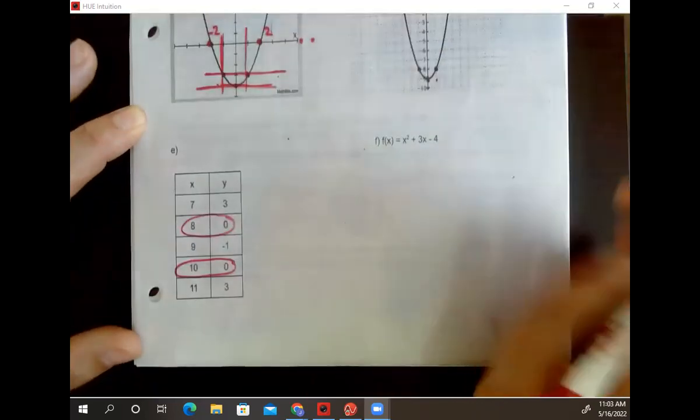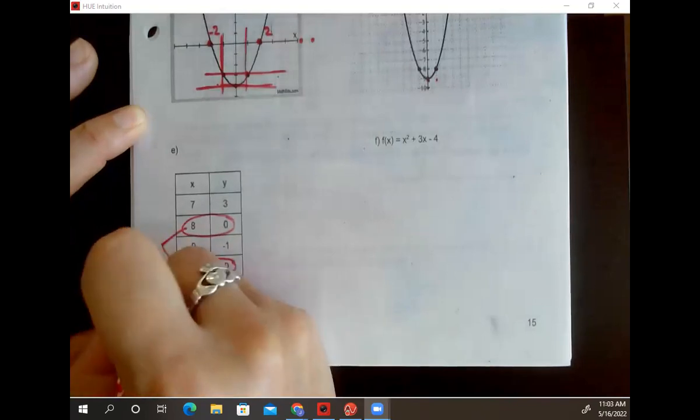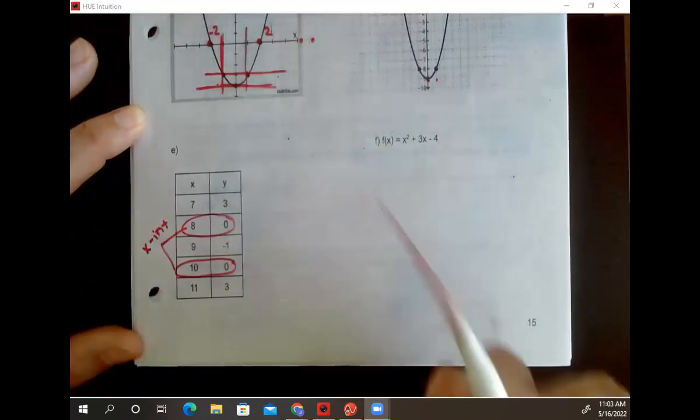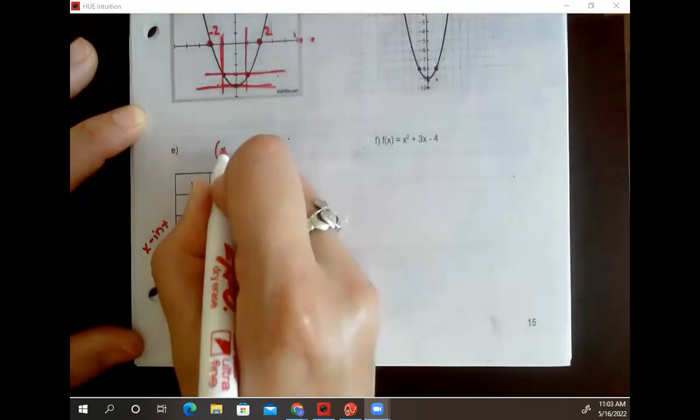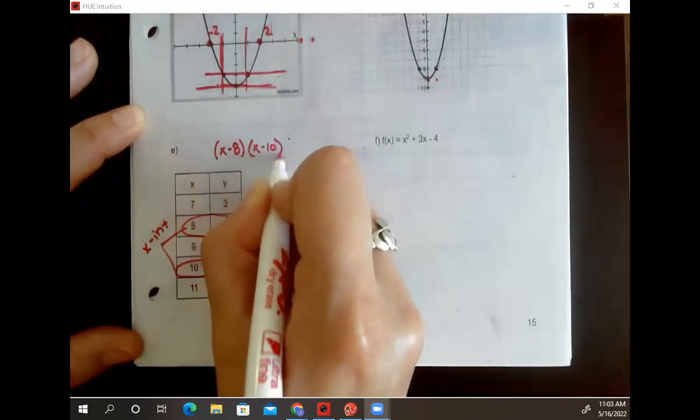So I can identify the x-intercepts of my table by looking for places where the y value is 0. So that would be here and here. Those are my x-intercepts. If I were to plot these on the graph, I'm going to go out on the x-axis, right, to 8 and 10, wherever those would happen to be. But we're not going up any. So I know that these are my x-intercepts. So I know my function would look something like x minus 8 times x minus 10.